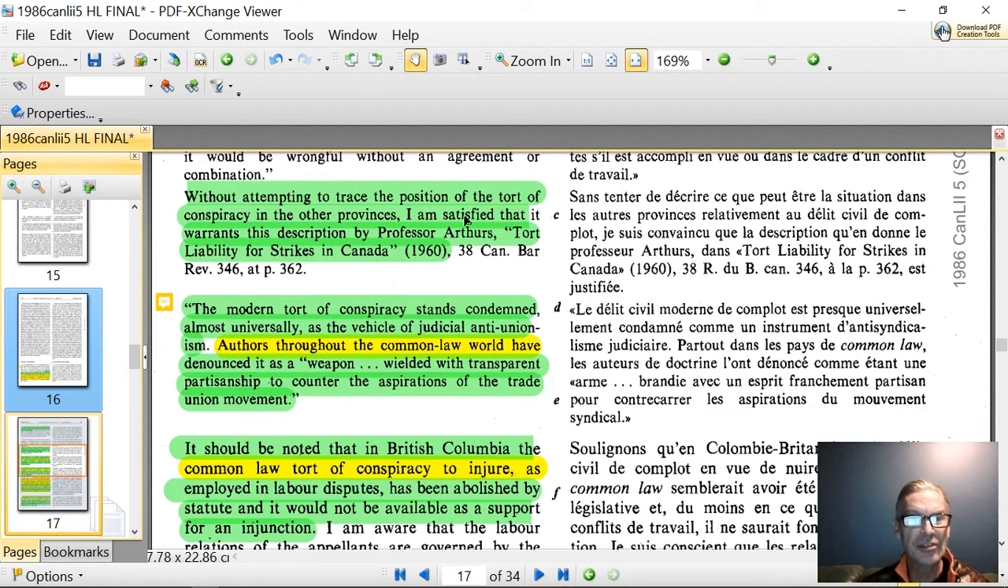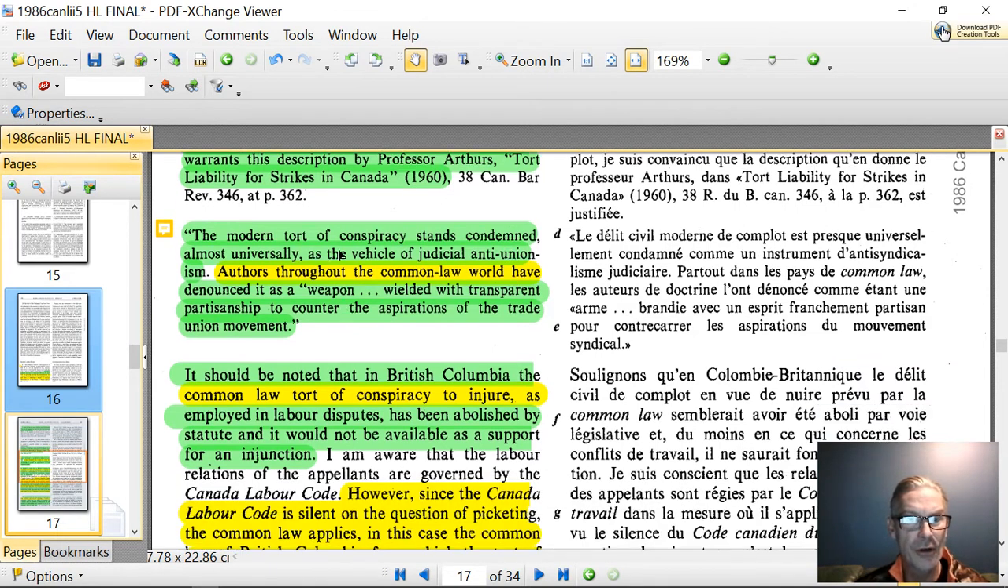Without attempting to trace the position of the tort of conspiracy in other provinces, I am satisfied that it warrants this description by Professor Arthur's tort liability for strikes in Canada. The modern tort of conspiracy stands condemned almost universally as a vehicle of judicial anti-unionism. Authors throughout the common law world have denounced it as a weapon wielded with transparent partisanship to counter the aspirations of the trade union movement. So once again, in labor disputes, it's widely accepted that the tort of conspiracy to injure doesn't stand.